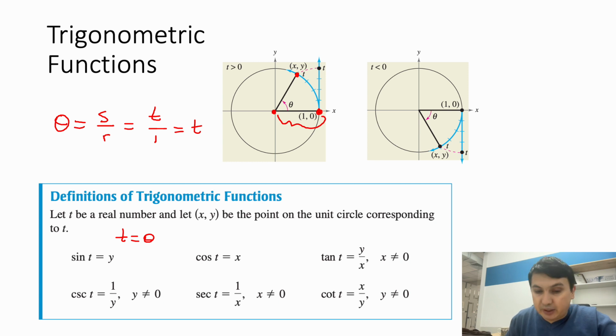So that's my y. What is y? It's just the y coordinate of this angle. And cosine of t is the x coordinate. What is tangent of t? It's the y coordinate divided by the x coordinate. Cosecant, CSC, is 1 over the y coordinate. Secant is 1 over the x coordinate, and cotangent is x over y.